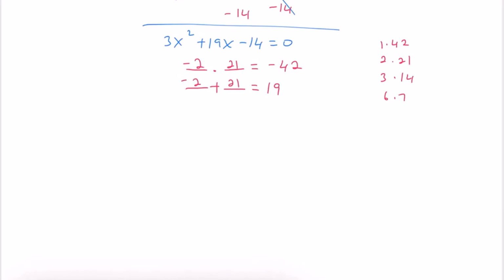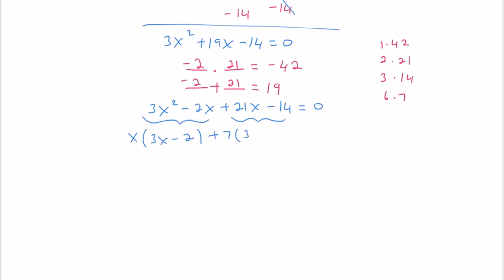Rewrite the middle term. So we have 3x squared minus 2x plus 21x minus 14 is equal to 0. Factor by grouping, group 2 by 2. The first group, we need to pull out x. So we have 3x minus 2 remain. The second group, we need to pull out a positive 7. So we have 3x minus 2 on the inside, and this is equal to 0. So inside the parentheses, they are the same there. So we have 3x minus 2 times x plus 7 is equal to 0.